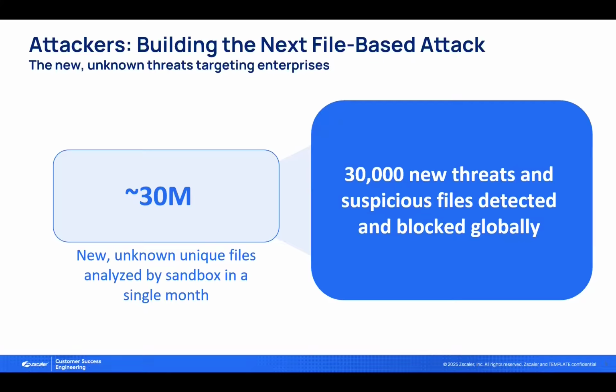On any given month, Zscaler will therefore analyze over 30 million new, unknown, unique files, resulting in an average of 30,000 new threats and suspicious files being detected and blocked for all Zscaler customers.